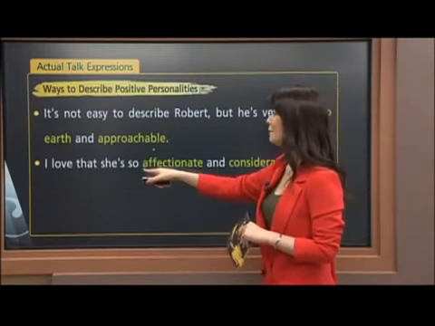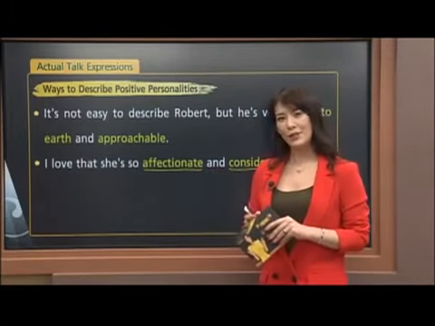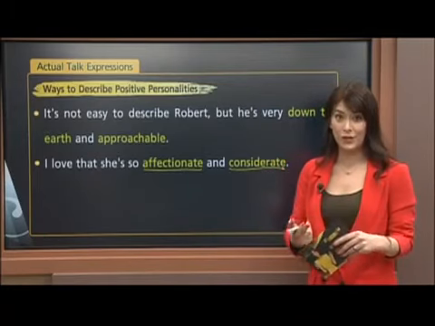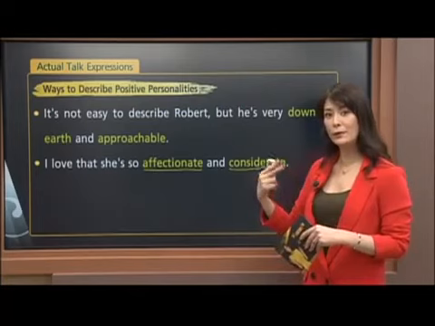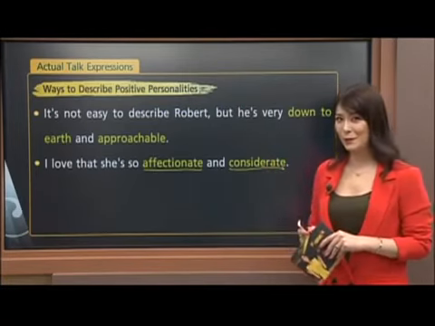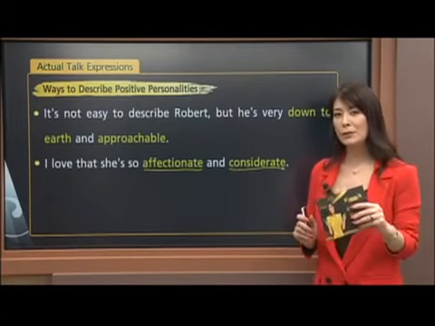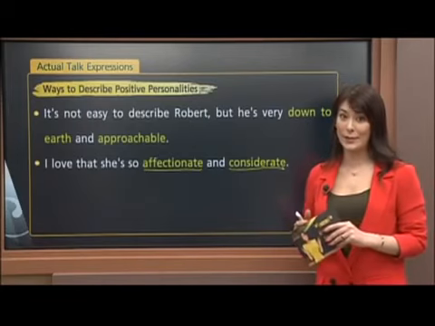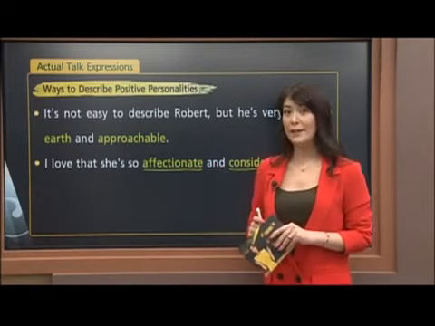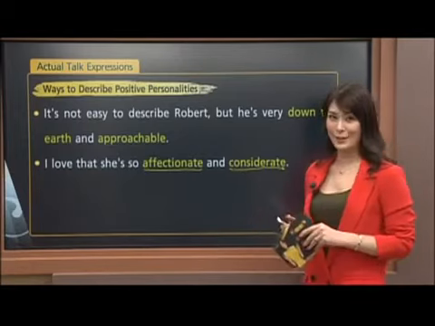I love that she's so affectionate and considerate. What is affectionate? Affectionate is like a warm attachment or kindness, love, affection, right? So a person that's full of love would be an affectionate person. And considerate is another word for thoughtful. If you are a considerate person, you think about other people's feelings and thoughts as well as yours, okay? So affectionate. I would say, for example, Koreans are very affectionate people. They're very loving, they're warm-hearted, and so they're very affectionate people.